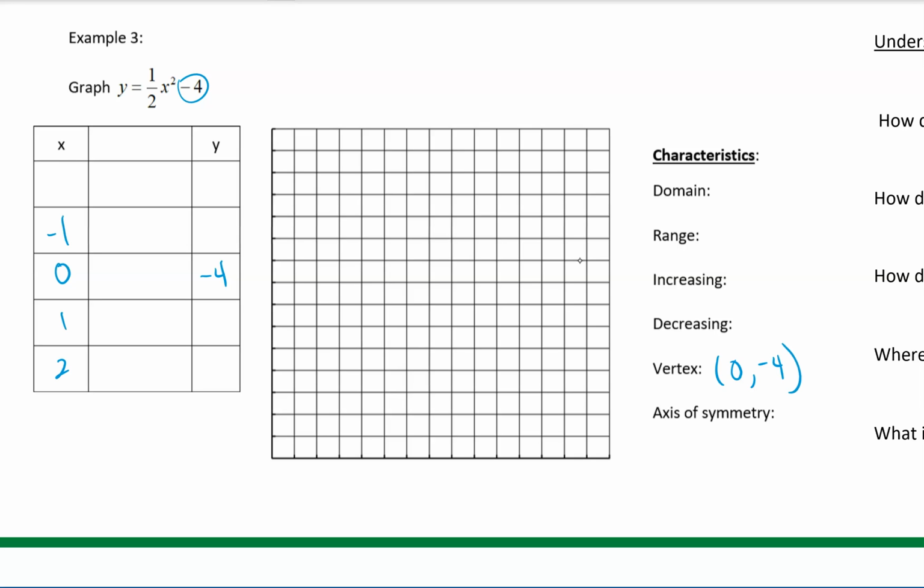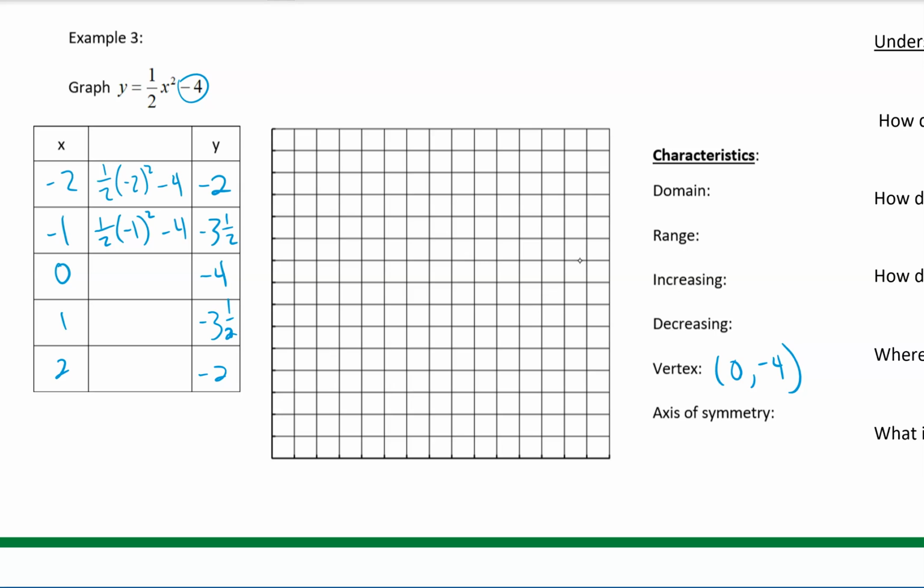And then we're going to plug in our values. So this would be 1/2 times -2 squared and then -4. So -2 squared is 4, times 1/2 is 2, and 2 minus 4 is -2. We'll do the same thing with 1. That's going to give us -3.5. And then using the reflection, I'm just going to go ahead and write those down on the other side.